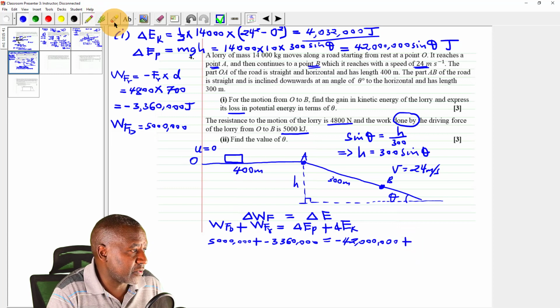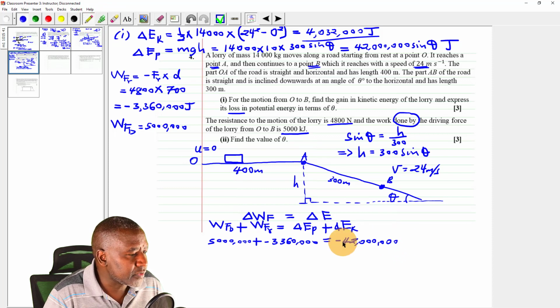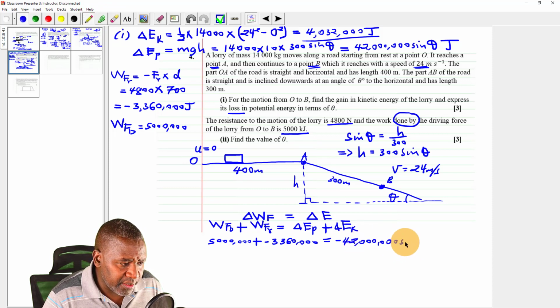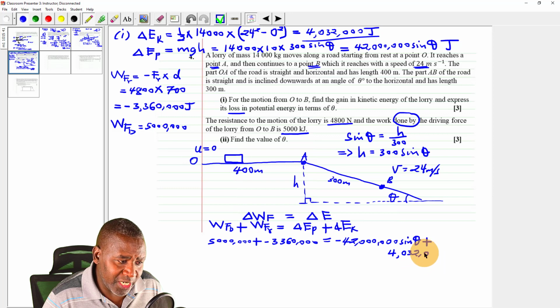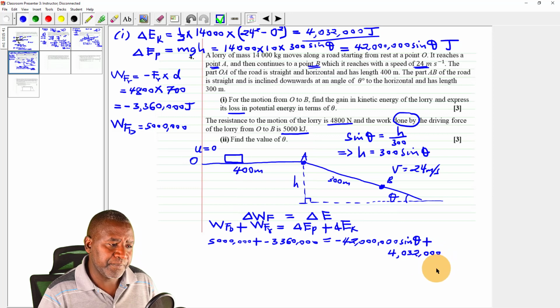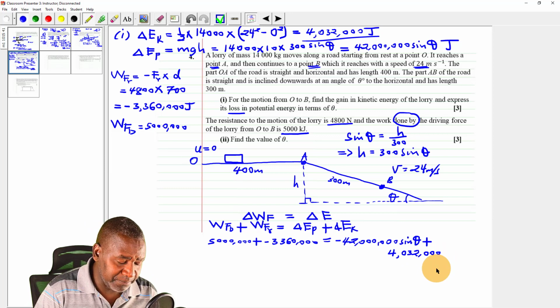There is something I've forgotten here. This is sine theta plus this. Quite a huge number here, but not to worry, so long as my most important aim is that you understand what we are doing here. So that is it. So let me work out these values here.